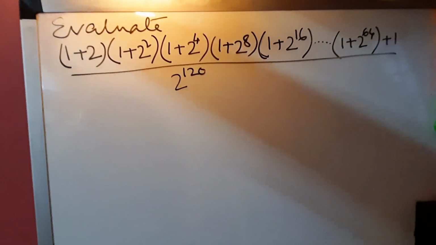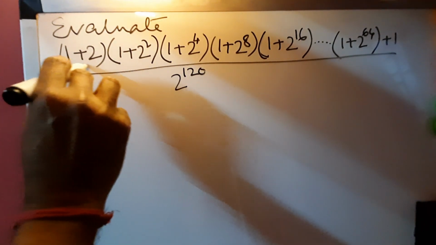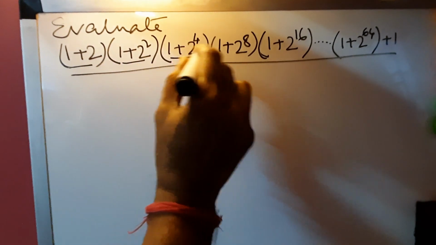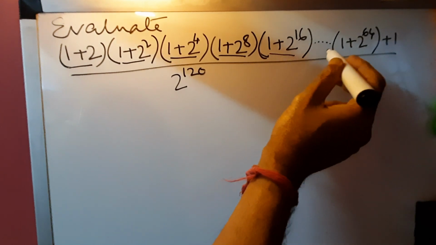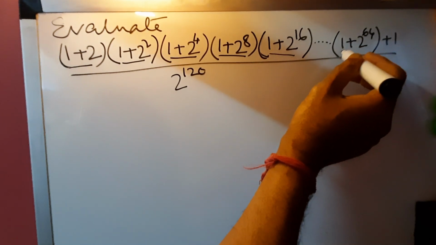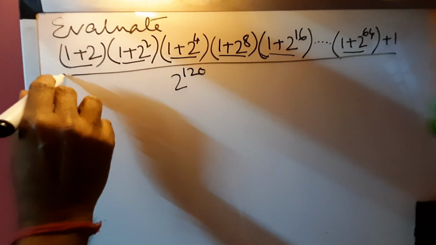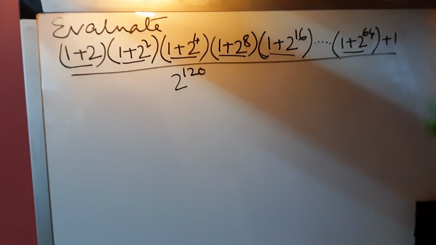Let's evaluate the following expression: (1 plus 2) into (1 plus 2 square) into (1 plus 2 to the power 4), (1 plus 2 to the power 8), (1 plus 2 to the power 16) into dot dot dot up to (1 plus 2 to the power 64), plus 1, whole divided by 2 to the power 120.